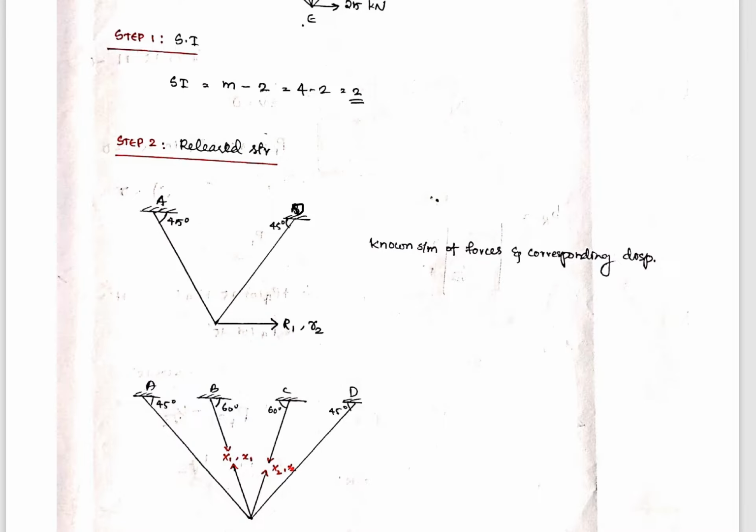So in the next step, let's see the released structure and the system forces. Here, as the static indeterminacy is 2, we are removing 2 members from this truss. So we are removing BE and CE. Now we have only 2 members AE and DE. So this is our released structure, and the non-system forces R1, which is 25 kilonewton, and this is our structure with the unknown system forces.